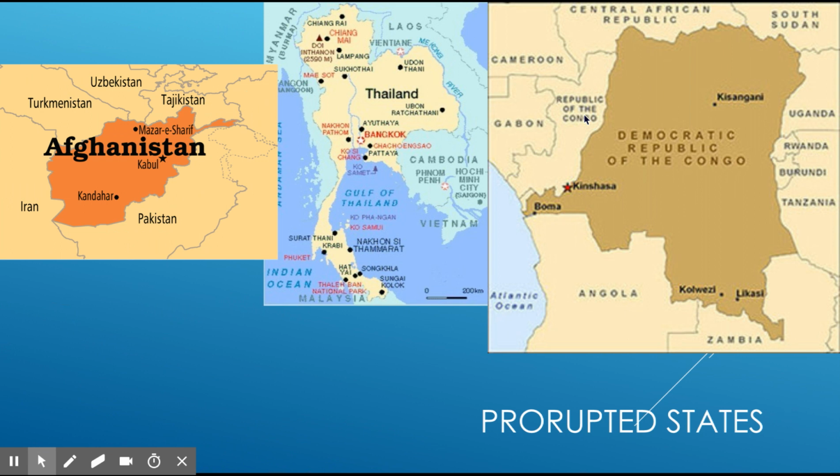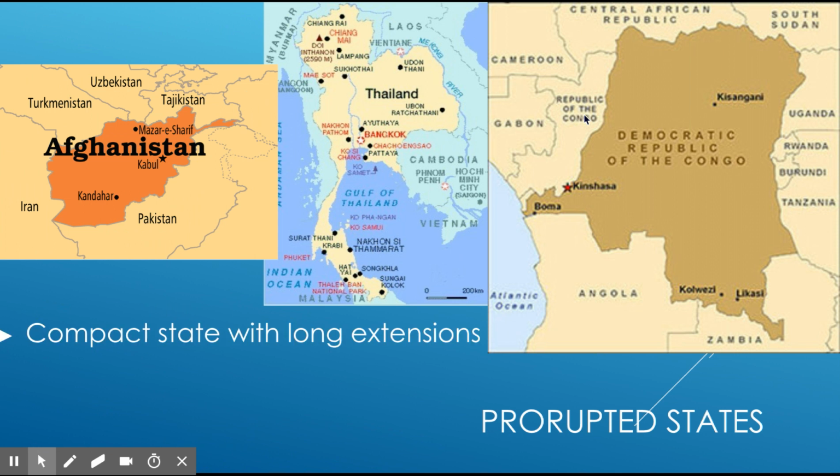The next one we're going to look at is prorupted. This is a really tough one that you're going to need to know. A prorupted state is basically a compact state with parts that stick out. So if you look over here at the DRC, you'll see that there's a part that sticks out into the Atlantic Ocean.